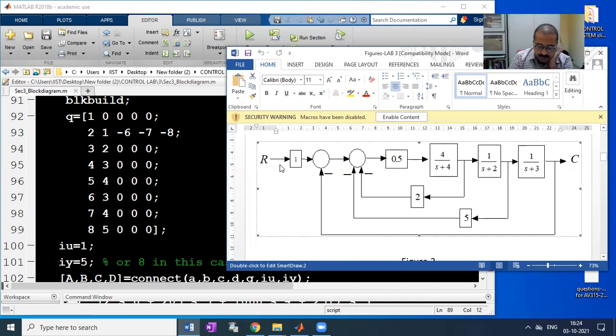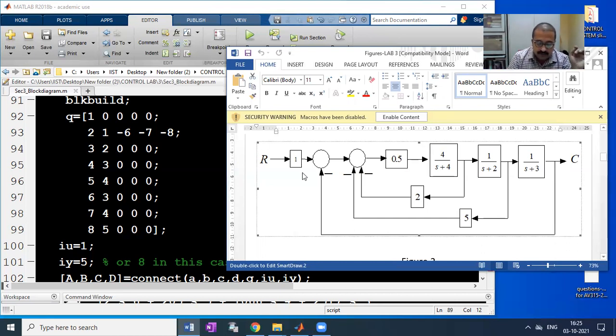My input is coming from the first block, so I am defining IU equal to 1. My output is coming from the fifth block output, 1, 2, 3, 4, 5, so I can write my output as IY equal to 5. After defining the connection matrix Q, we need to tell MATLAB which is the input point and which is the output point. Then only you can find the overall transfer function.